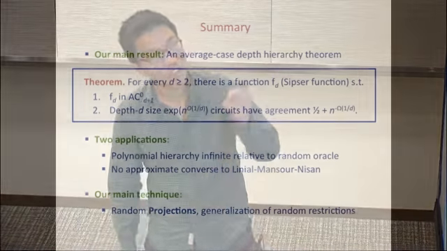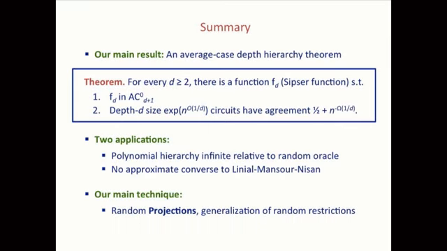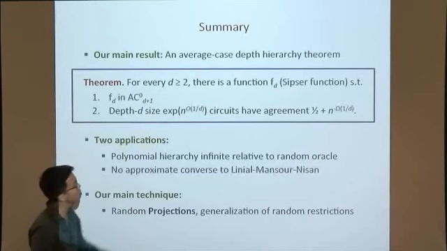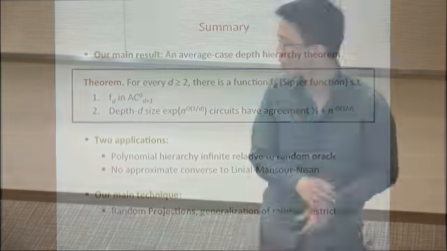So just a summary, we prove an average case depth hierarchy theorem, which is for every D. Say D equals 100, that's a function that, if you allow me depth 101, I can compute it in linear size. But if you force me to use depth 100, even if you allow what seems like huge size, my agreement is less than 51%.